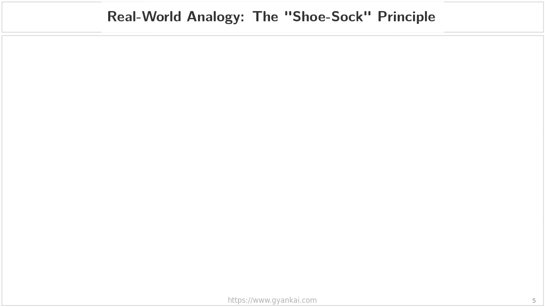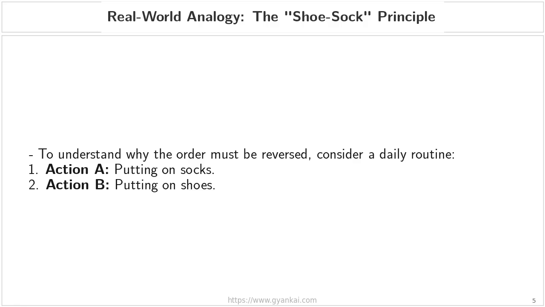Real-world analogy: the shoe sock principle. Now I know that the mathematical proof we just walked through in the previous slides might seem a bit abstract. To make this concept more intuitive, let's step away from the algebra for a moment and look at a real-world analogy, often called the shoe sock principle.